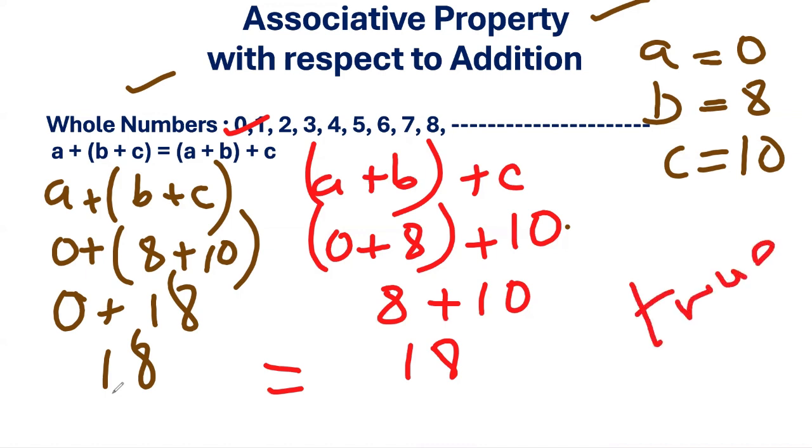You can take any example from the set of whole numbers. Associative property with respect to addition is satisfied, is true, and the left-hand side and the right-hand side are equal to each other. Let's take another question now.